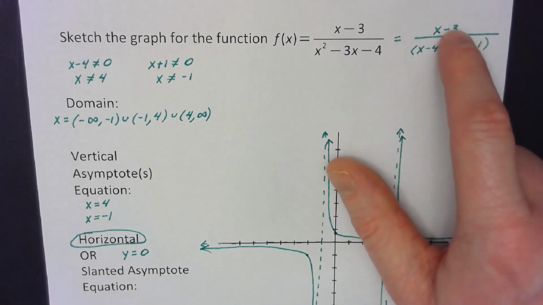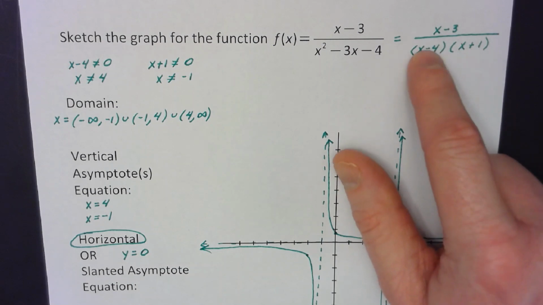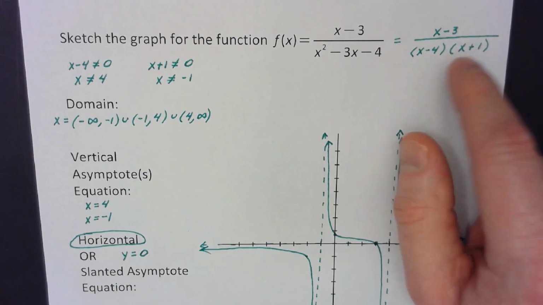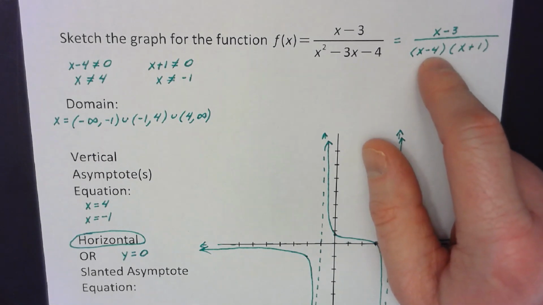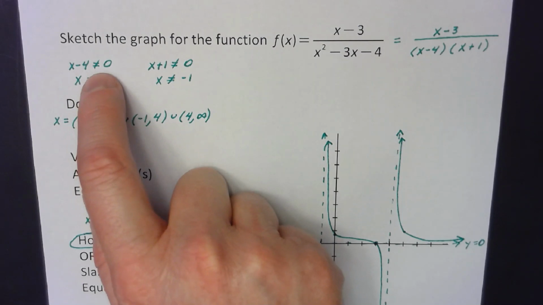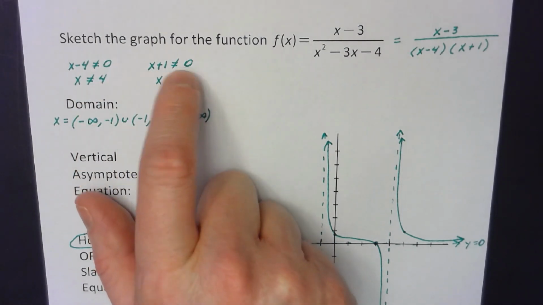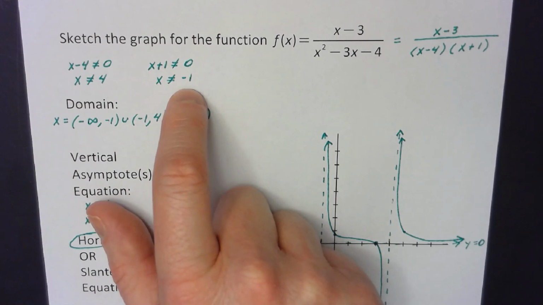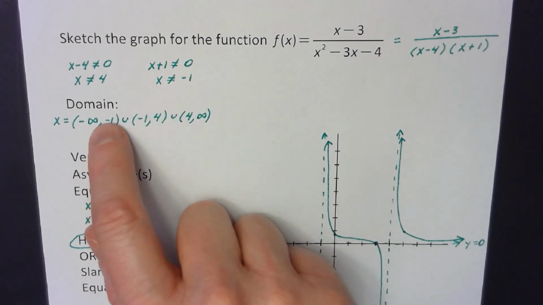Neither of those factors simplify with the numerator, so I know both of those factors not only cause domain restrictions, but they also cause vertical asymptotes. So my domain restrictions: x minus 4 cannot equal 0, x plus 1 cannot equal 0, gives me x cannot equal 4, x cannot equal negative 1. I go ahead and set up my domain.